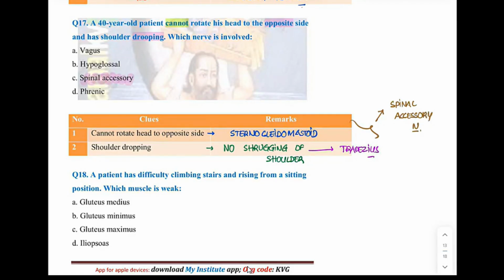If there is injury to the spinal accessory nerve, the sternocleidomastoid muscle is gone, so the patient cannot rotate the head to the opposite side, and the trapezius is gone, so the patient cannot shrug the shoulder, so the shoulder will appear dropped. So this is dropped shoulder, you can say. Yeah, so the answer is spinal accessory.